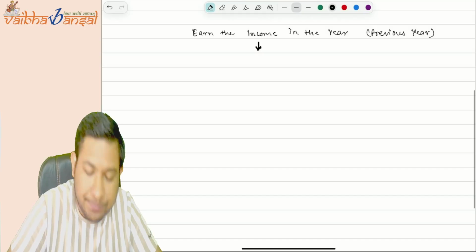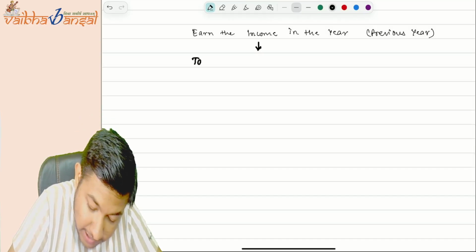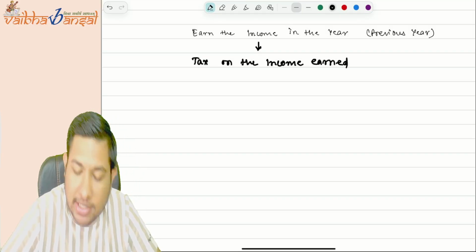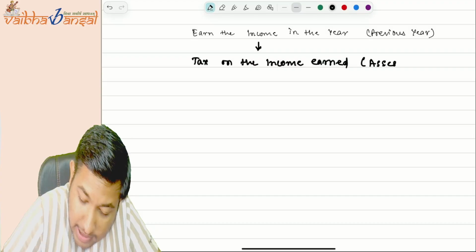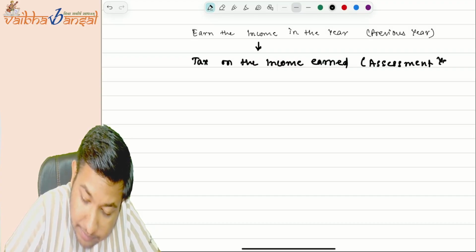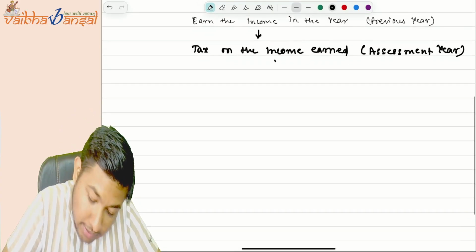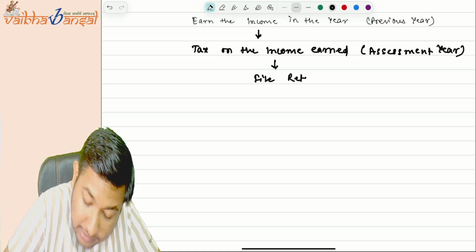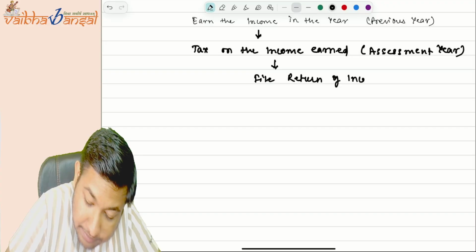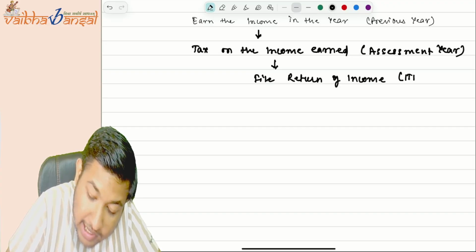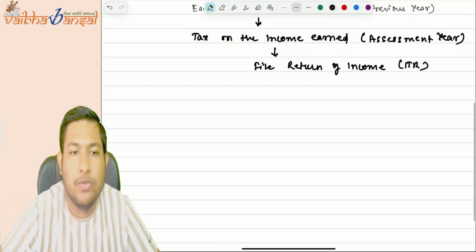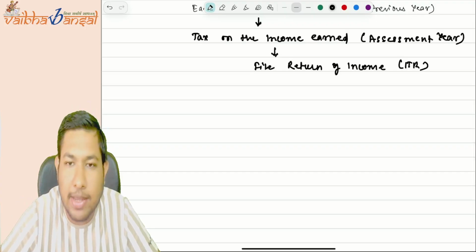Then what you do? You have to pay tax on the income earned in the previous year, in the assessment year. Correct? For that, you have to file the return of income. ITR 1, 2, 3, 4, 5, 6, any of the ITRs you need to file, where you will submit the tax, or if there is a refund, you will claim the refund.